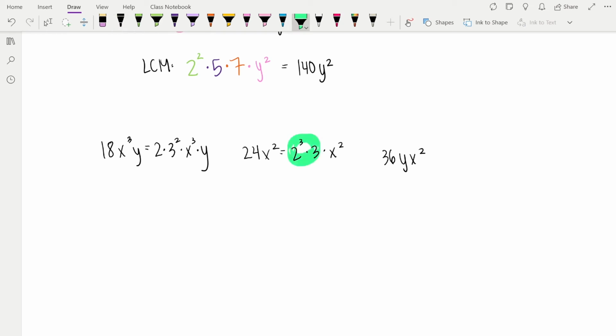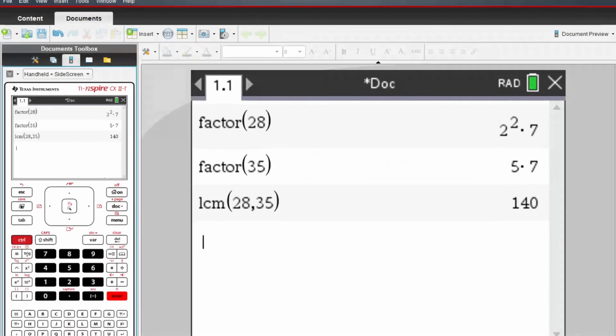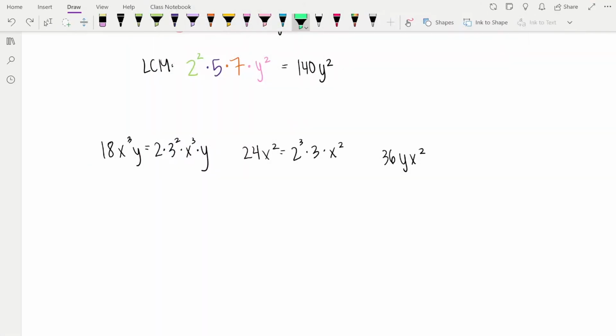Again, if you're wondering where I'm getting these numbers, I'm doing it in my head, but you can definitely just get them from the calculator. I could go to the calculator and I could say, find the factor of 24. It's 2 cubed times 3. And then lastly, we have 36xy squared. So this is 2 squared times 3 squared times y times x squared.